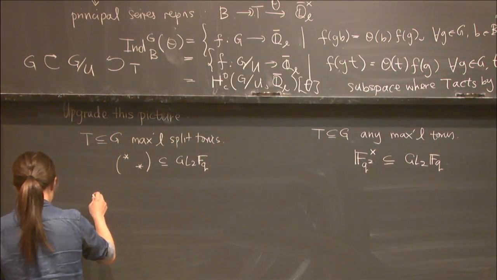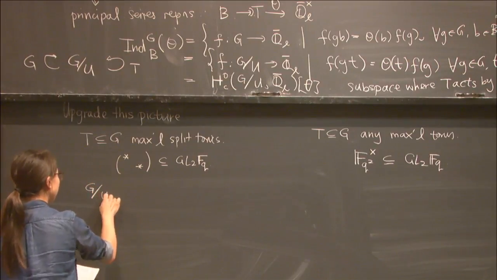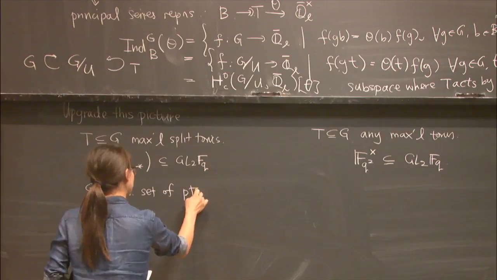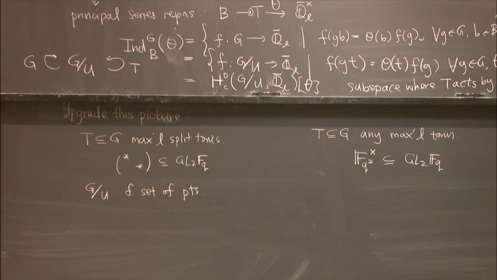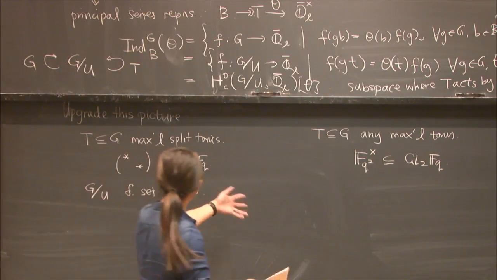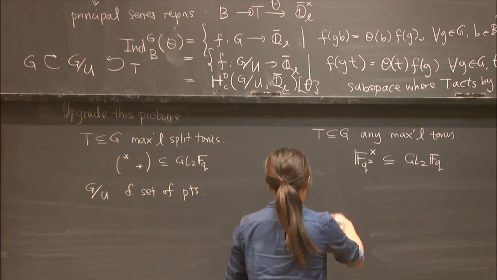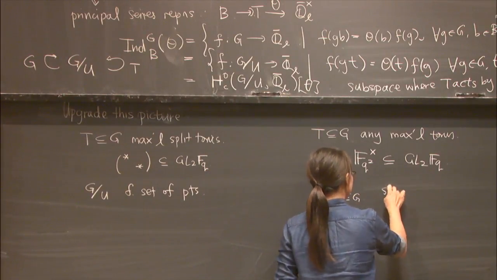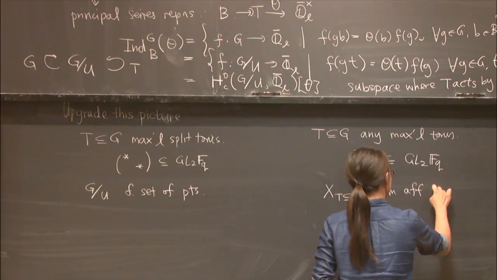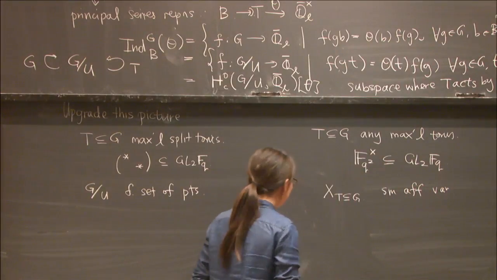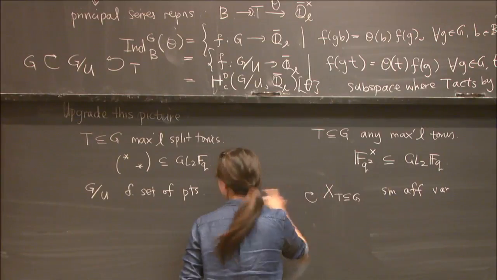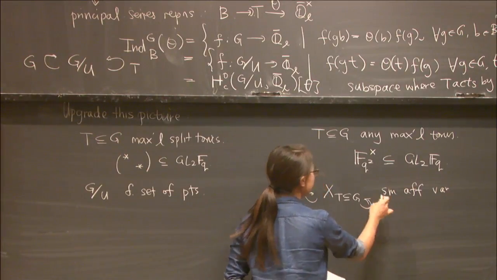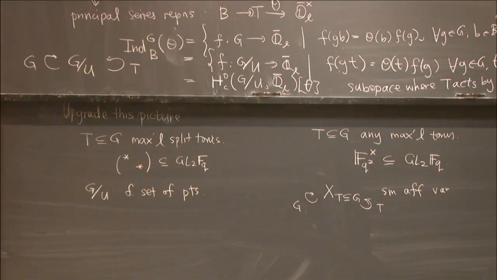Over here, we took this G mod U, and this was a finite set of points. So that's a zero-dimensional variety. And on the right-hand side, what we can put over here is some smooth affine variety. And this thing over here, like on the left-hand side, should come with the left action of G and a right action of T. So the actions commute.